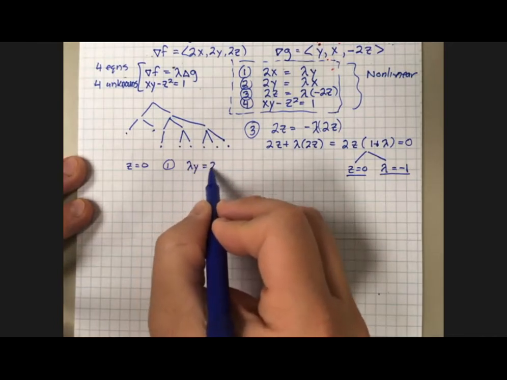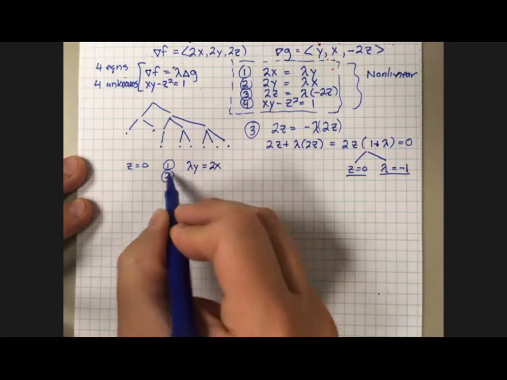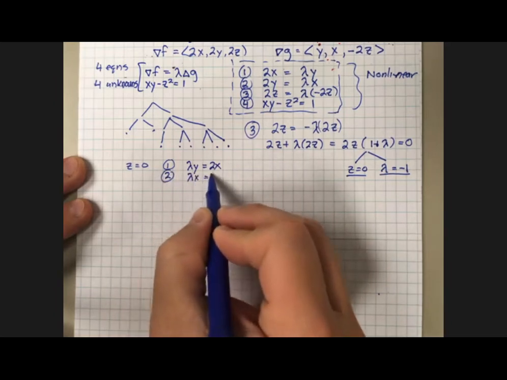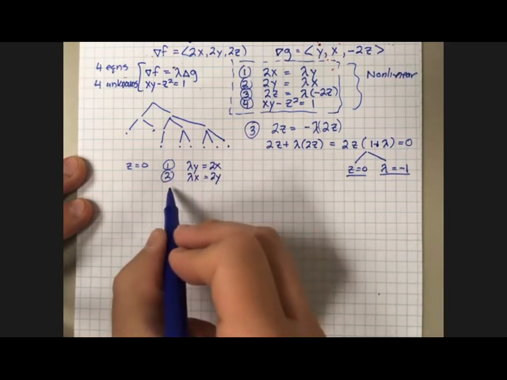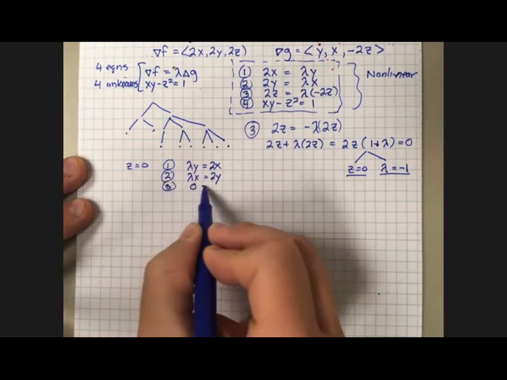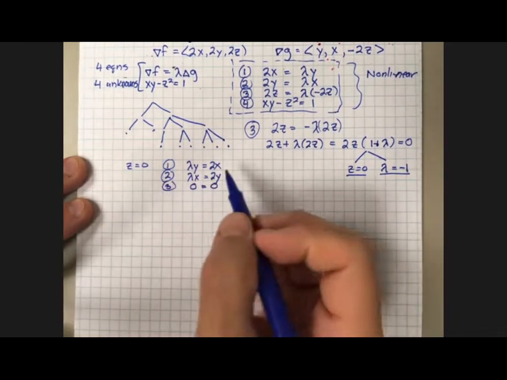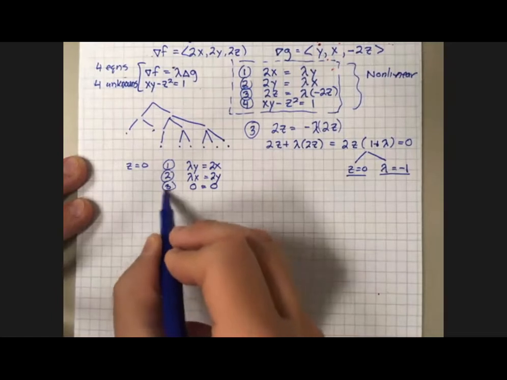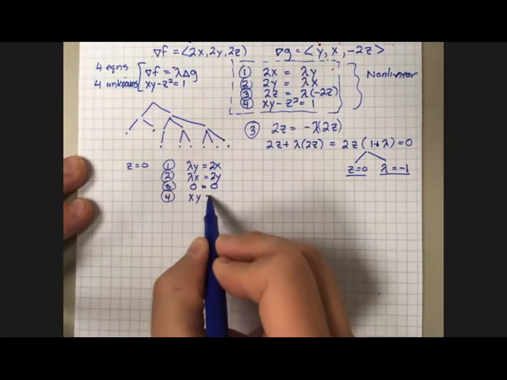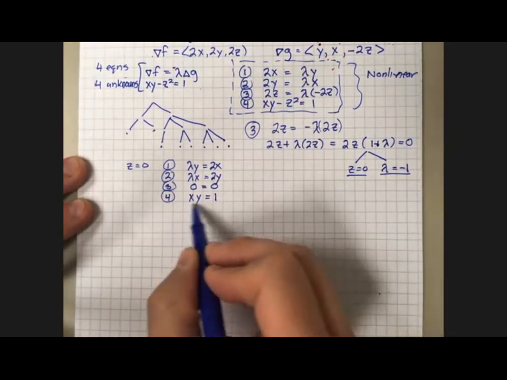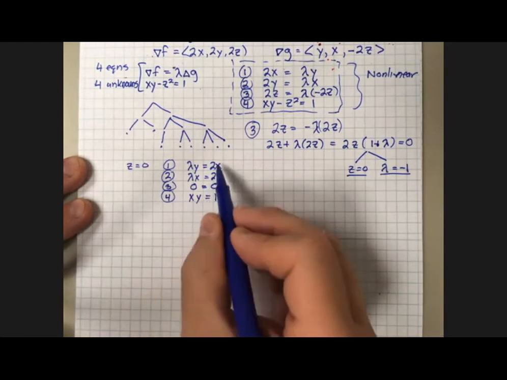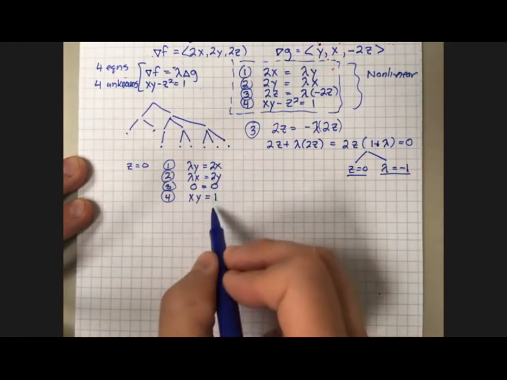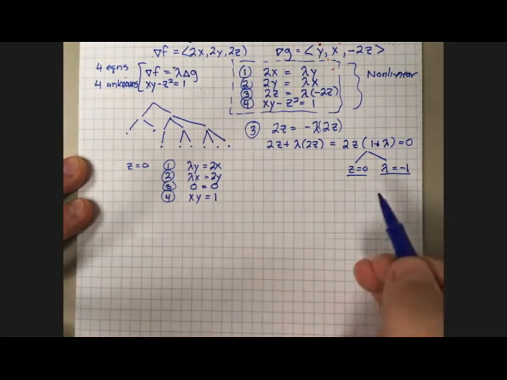Lambda times y equals 2x. The second equation is unchanged: lambda times x equals 2y. The third equation just becomes 0 equals 0. Well, that's true, it's not very helpful. And the fourth equation becomes xy is 1. This allows me to relate x and y and maybe plug that into equations 1 and 2. So I might come back to that.